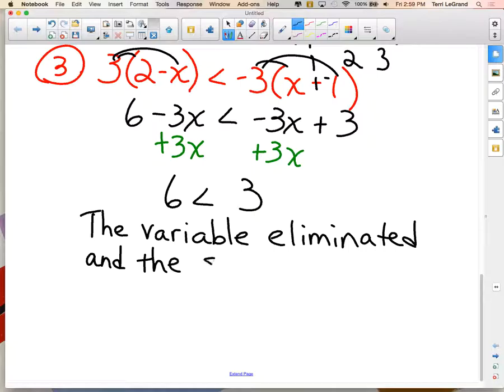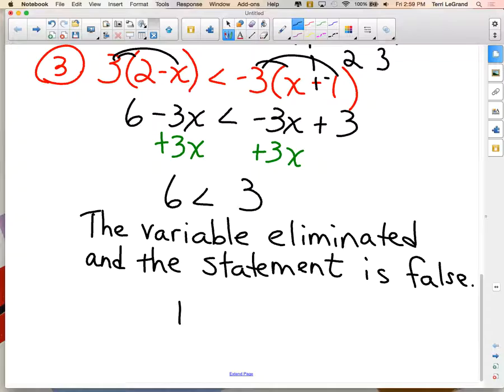And the statement is, so once the variable eliminates, now you have to say to yourself, what about that statement? Is it true or is it false? It is false. 6 is not less than 3, so we say the statement is false. The variable eliminated and the statement is false. That is not true. 6 is not less than 3. So what does that mean the solution is then? No solution. We have to state that there is no solution to this one.